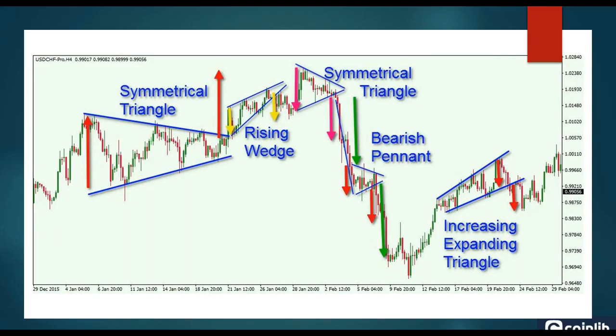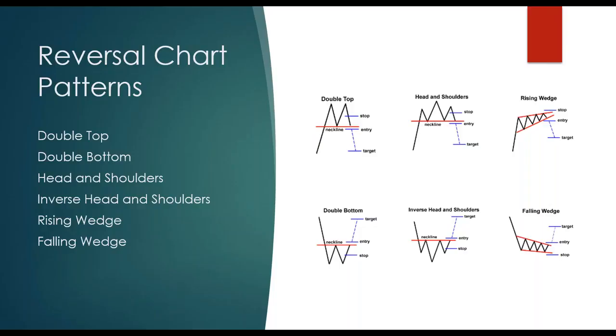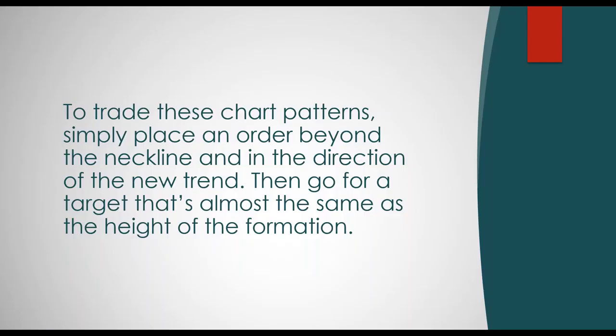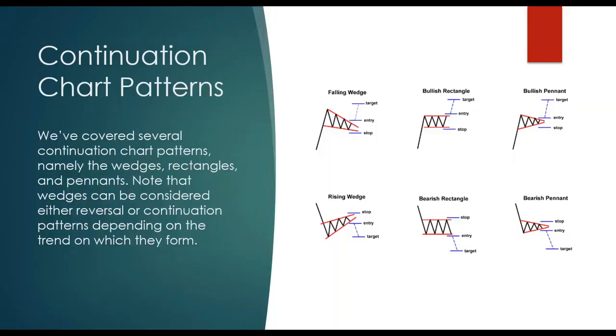So we have symmetrical triangles, rising wedges, bearish pennants, expanding triangles. Okay. These all tell us something about the markets. They're reversal patterns or continuation patterns. To trade these chart patterns, simply place an order beyond the neckline and in the direction of the new trend. Okay. That sounds easy. It's a little bit more complicated than that, but they all get you started in the right way, and they all have formulas that have been tried and tested over many years, and they'll help us figure out where to enter the market, where to put our stop loss if we're trading in CFDs, and where our exit price should be or what our target price should be based on the size and shape of that angle.